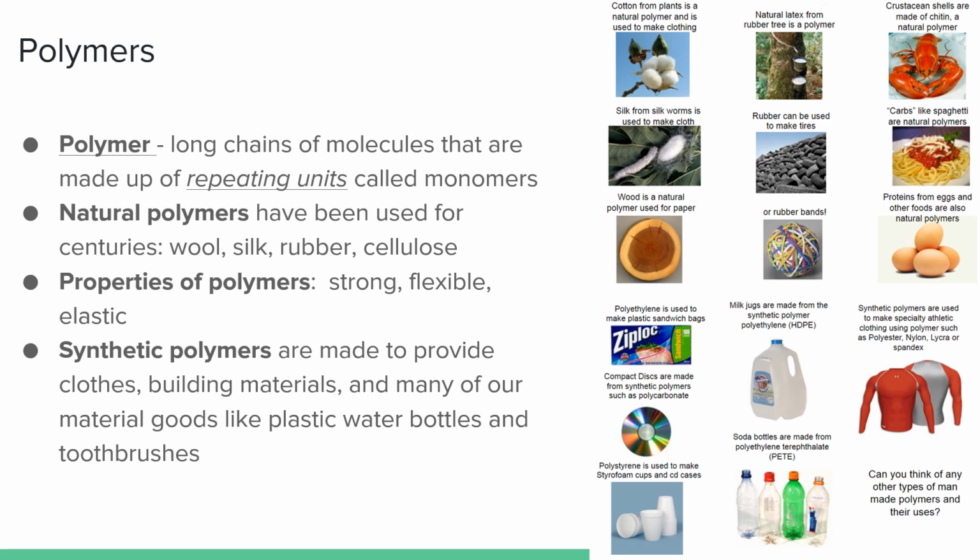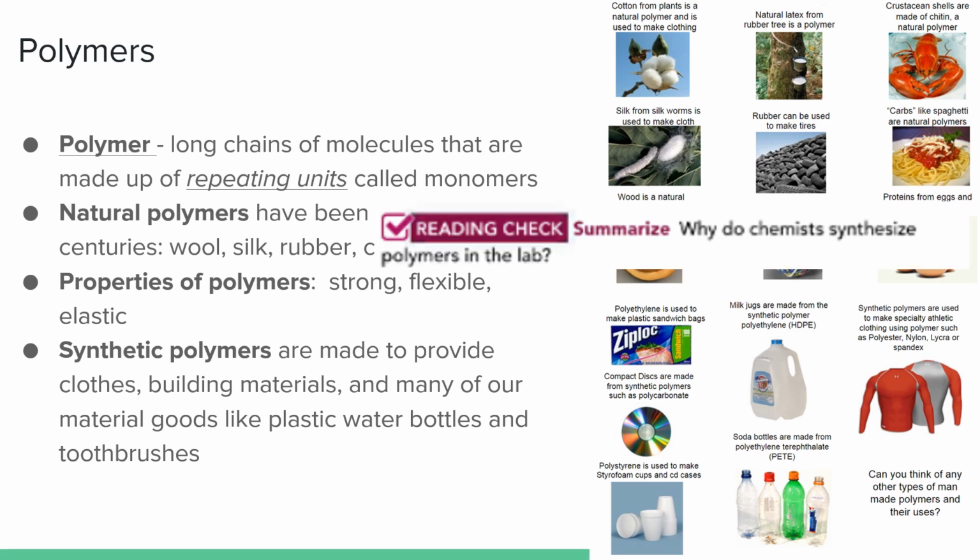and toothbrushes. Here we have a list of a lot of different kinds of polymers, from natural cottons to soda bottles that are made from polyethylene. Technically, it's more than polyethylene, but we're not going to get into that. But we are going to go ahead and do our reading check.